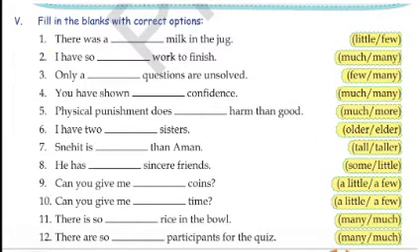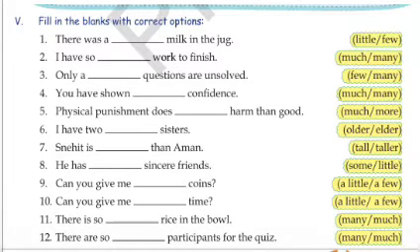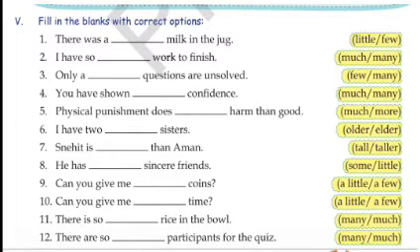So number 1, there was a dash milk in the jug. Now see, we cannot count milk, so little should be used here. Students, you must know that little is used for uncountable things and few is used for countables. So it should be little. Now next, I have so much work to finish. Only a few questions are unsolved.